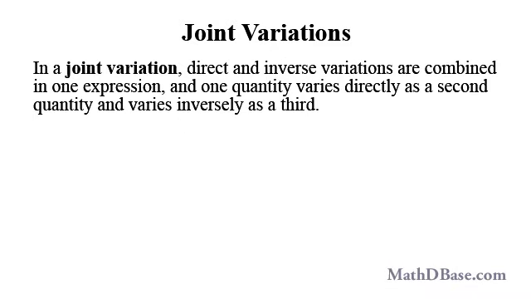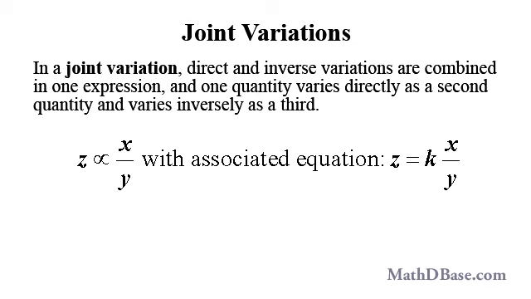In a joint variation, direct and inverse variations are combined in one expression, and one quantity varies directly as a second quantity and varies inversely as a third. In symbols, z is proportional to x and inversely proportional to y. The associated equation is z equals a constant k times x over y. We can solve for the constant of proportionality by writing k equals y times z over x.